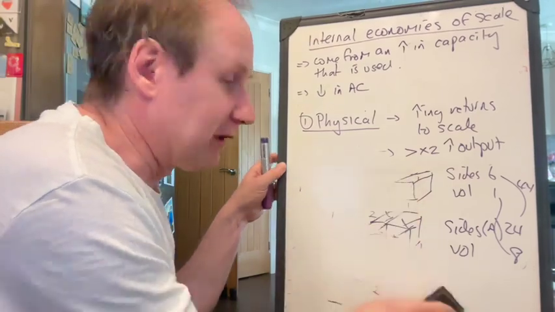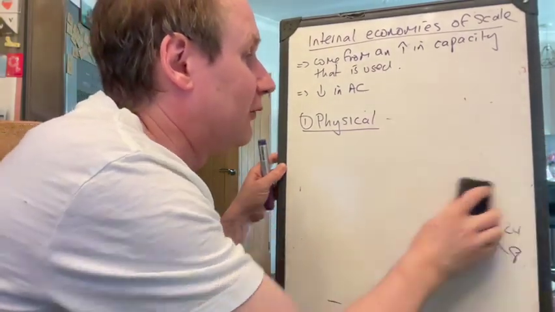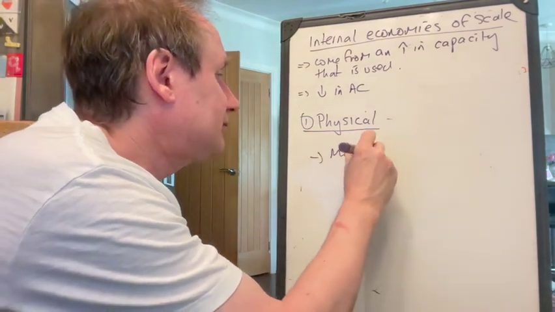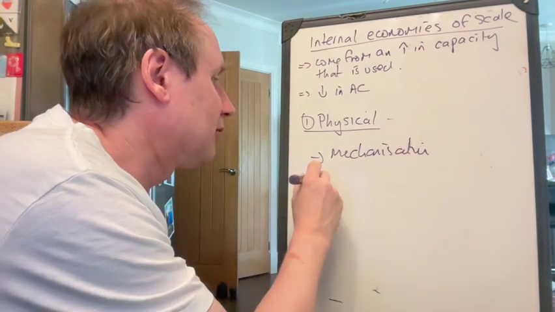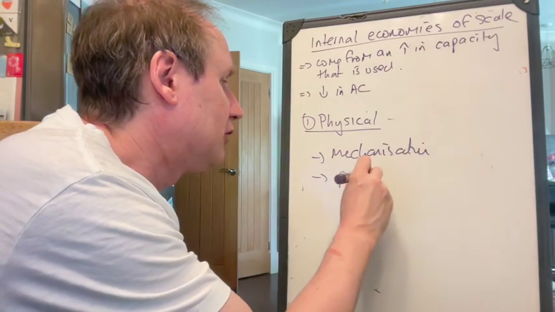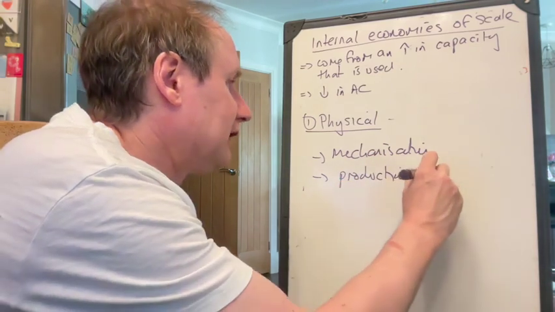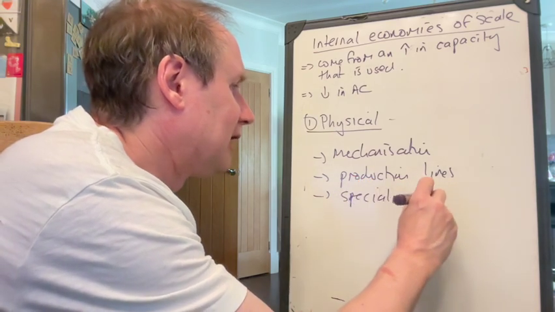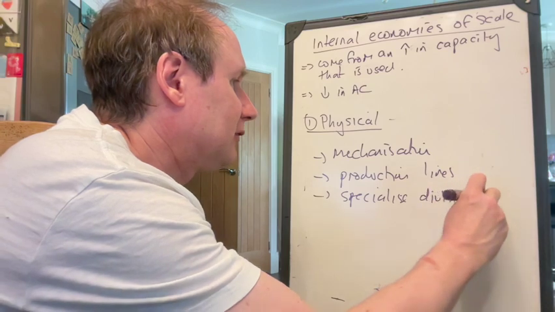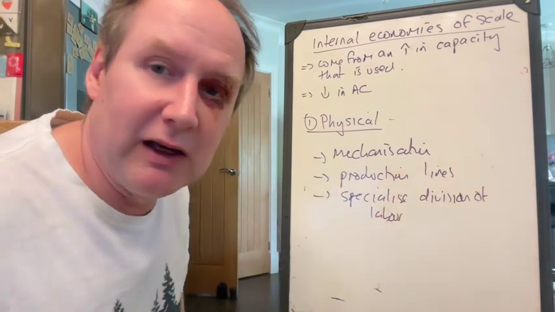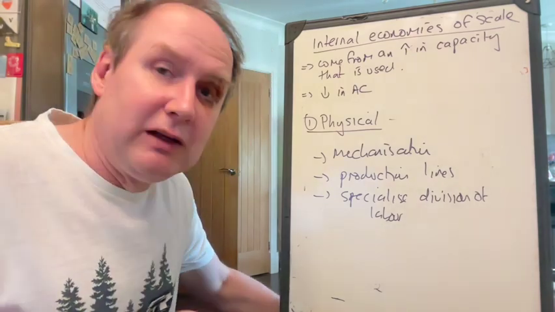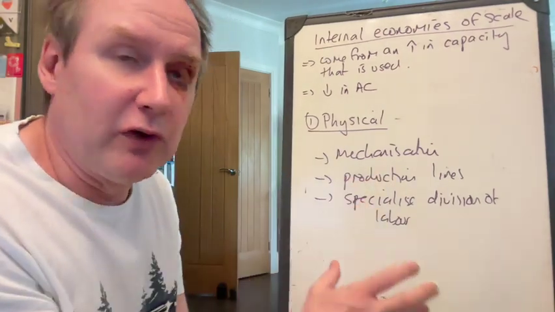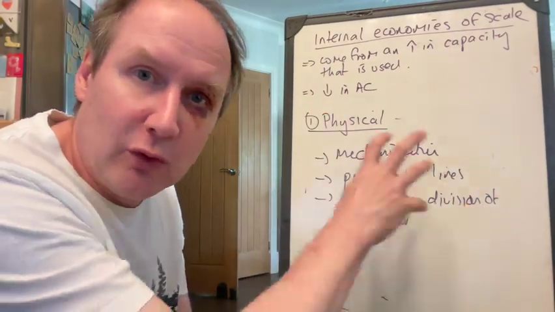Other physical ones are just very simple, which is the idea that big firms can make full use of mechanization, or production lines. They can make good use of technology to specialize and do division of labor. Small firms can't do that. There's not much point in a small firm getting a huge automated production line if it's only making 5 cars. It'll never get its money back. So only big firms can make full use of automated equipment.